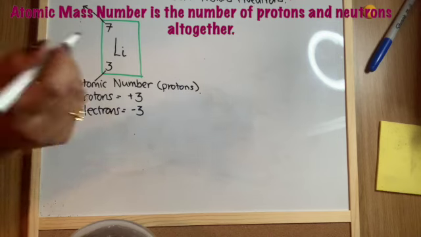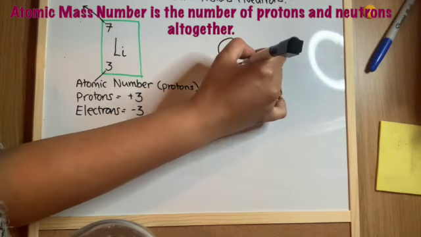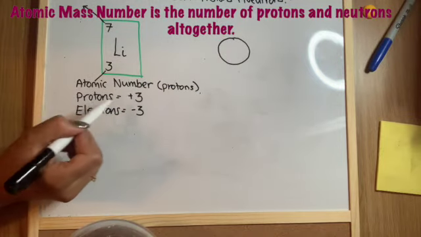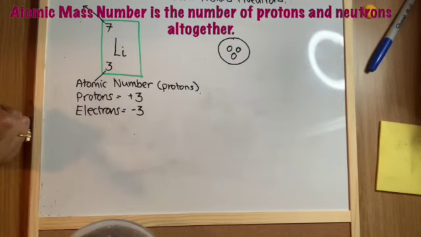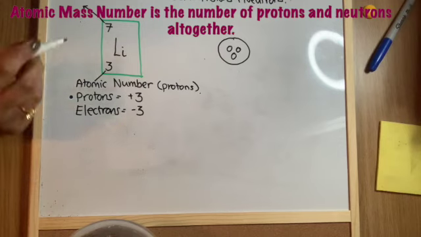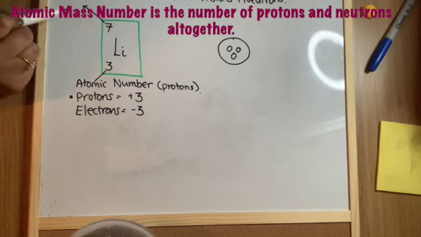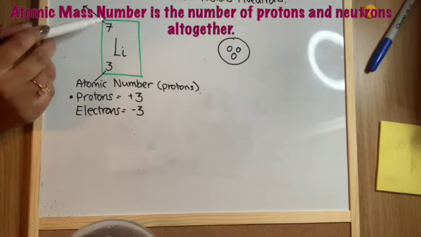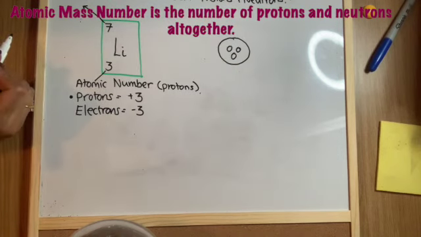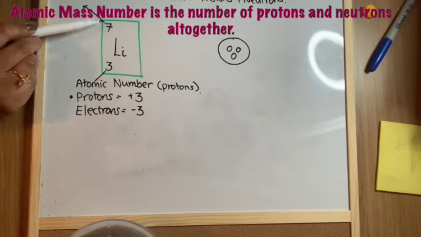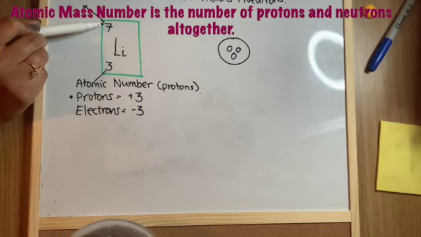Because if we've got the nucleus of this atom here, we know we've got 3 protons in the nucleus because that's my atomic number. Then I look at my atomic mass number, which tells me that I've got 7 protons and neutrons all together. So my protons plus my neutrons have to total 7. What that means is I can work out how many neutrons I have.